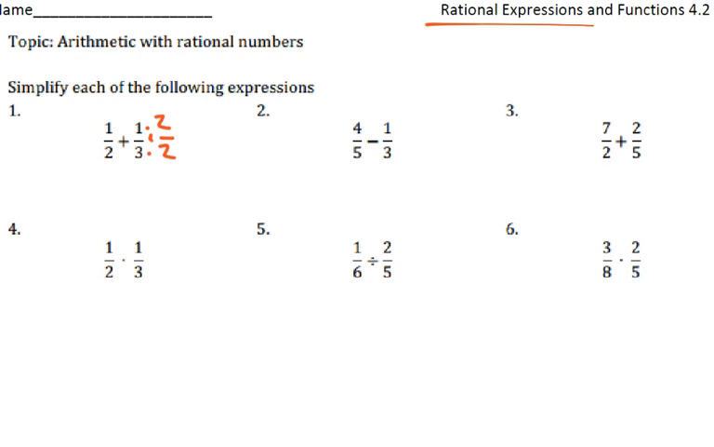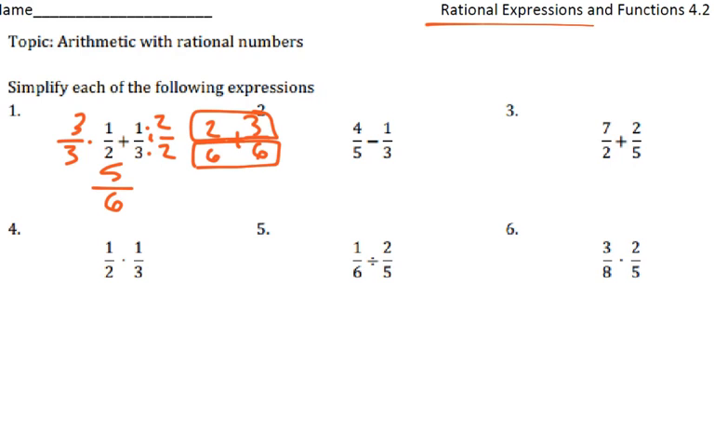But when we multiply that, we get 2/6, which when we multiply this one by 3/3, which is also 1, we get 3/6. Now with that common denominator, we just add the tops, and we get 5/6.